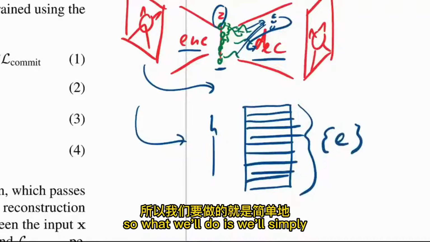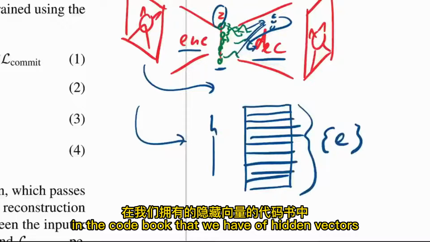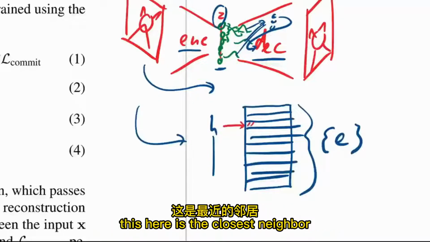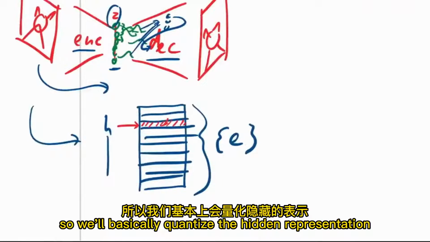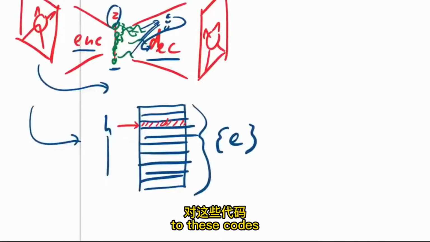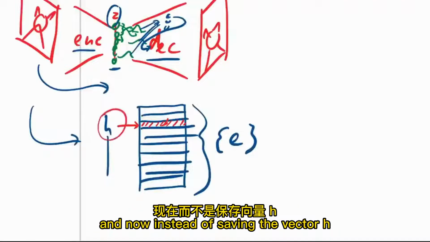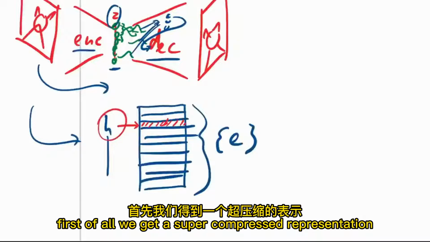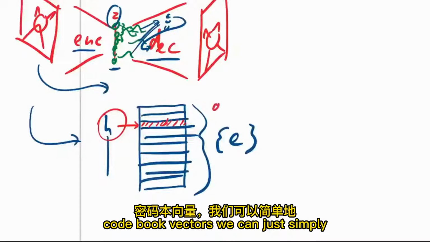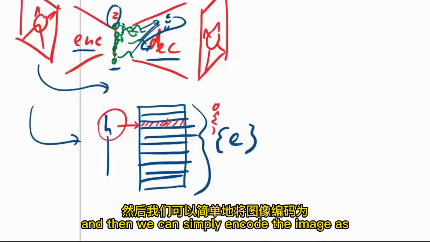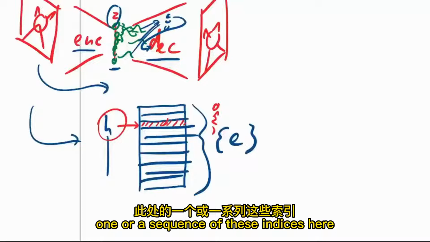So what we'll do is we'll simply look for H, which one's the closest neighbor in the codebook of hidden vectors, and we'll map it to that and say, this here is the closest neighbor. So we'll basically quantize the hidden representation to these codes. We end up only with vectors that are these codes. And now, instead of saving the vector H, first of all, we get a super compressed representation. Because if these are like 16 codebook vectors, we can simply enumerate them, and then we can encode the image as one or a sequence of these indices.